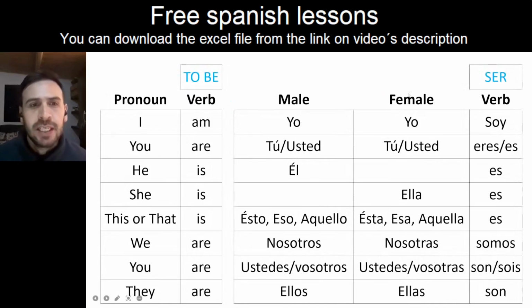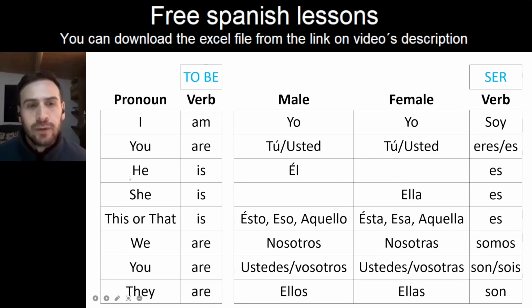You can see here, if you want to say I am, you say yo soy if you are a male, and you say yo soy if you are a female. You can say you are if you are talking to a male, and you say tú eres or usted es. Also, if you talk to a female, you say tú eres or usted es. The use of tú and usted will be explained later.